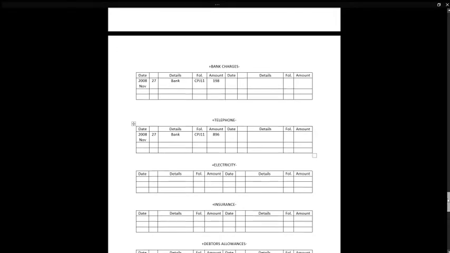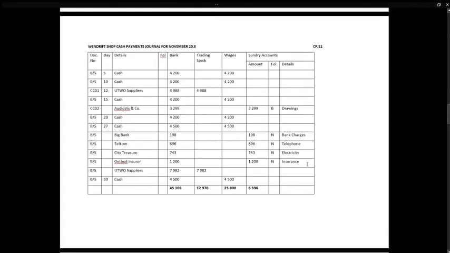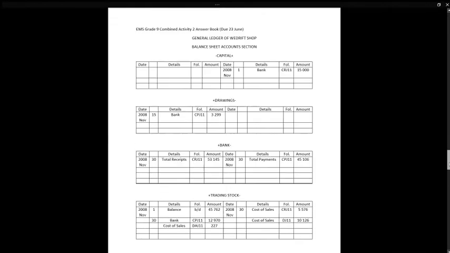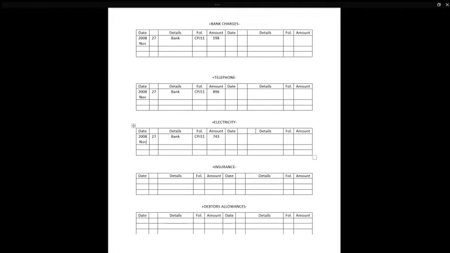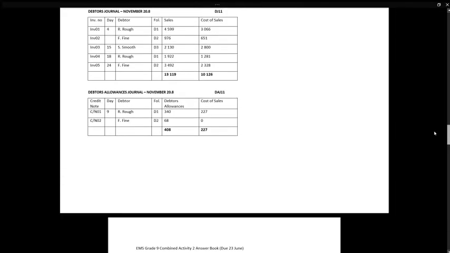Right, next one, electricity. Electricity 743 Rand. It's also an expense account. It will increase in my debit side. So 743 Rand. I got this from my cash payment journal 11. My details will be bank. This took place on the 27th. Remember, not a total of a column, so I need to use the exact date it took place on. Okay, so November 2008.